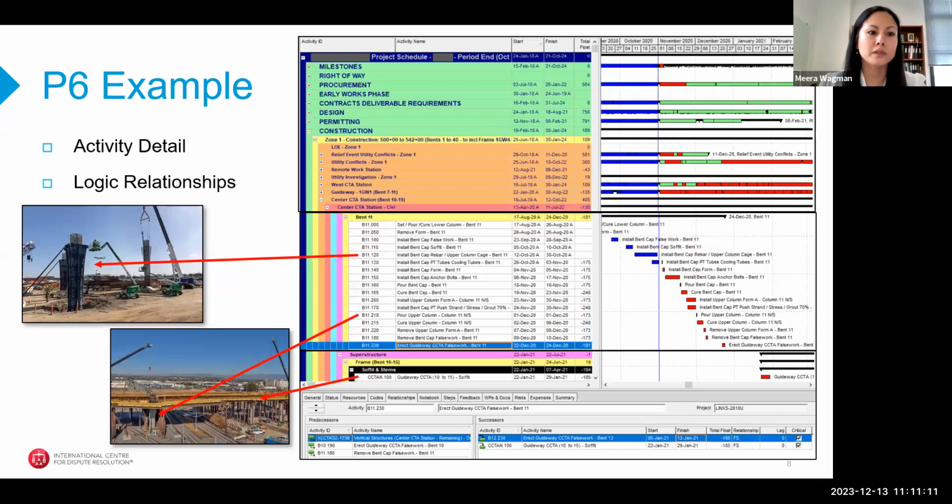This particular example is building an elevated guideway. And so these activities pertain to building the columns to support then the soffit and deck above. And you can see how the activities waterfall through, and that's all done within the P6 program.